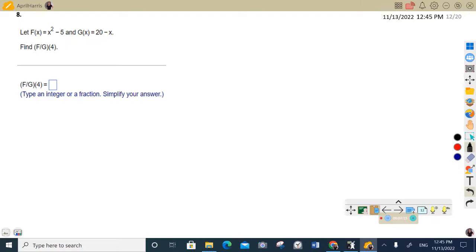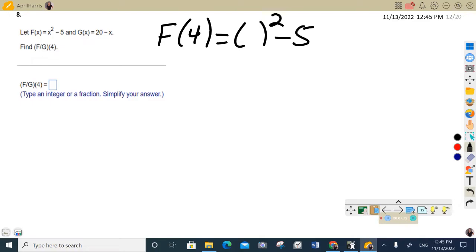Question 8 gives you a f of x and a g of x, and it wants you to find f divided by g of 4. There's a couple of ways you could do this. I'm going to find the f of 4. So everywhere there's x, I'm putting parentheses. So x squared minus 5, and instead of x, I'm plugging in 4. That's going to be 16 minus 5, which is 11.